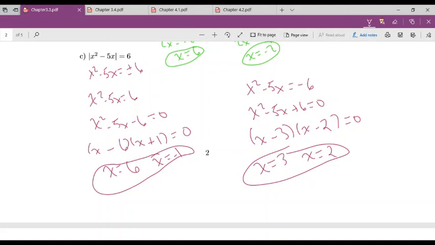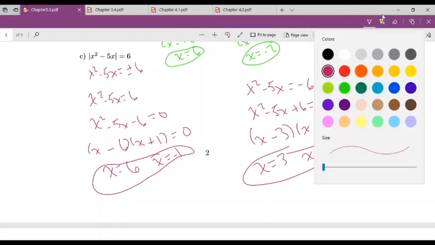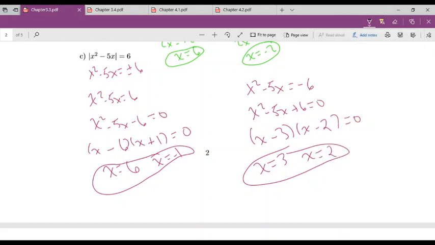Okay, now I'm going to take my pen here. Like I said, I'm going to change color. I don't know, we'll change it to black. Let's actually plug all of these in and see if they work. So we get the absolute value of 6 squared minus 5 times 6 equals 6. 6 squared is 36. 5 times 6 is 30. So 36 minus 30 is going to be 6. The absolute value of 6 is 6. This one works. So we know that this solution is good to go.